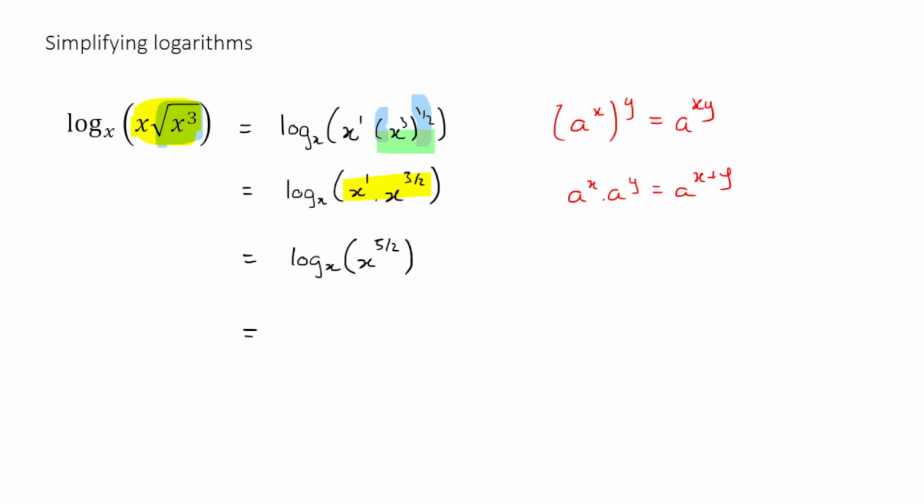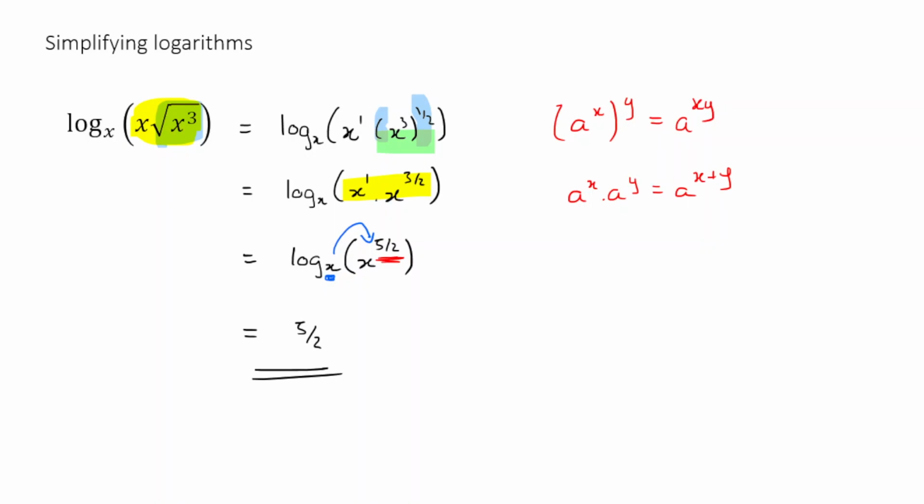Okay, and so now what we've done is we've changed what's inside the bracket, so it's got the same base as the base of our logarithm. We've got to ask the question then, well, what power do I have to give x in order to get x to the power of 5 upon 2? And the answer then, of course, is 5 upon 2. We're just left with the answer being the power that we've got for our indices inside the bracket.